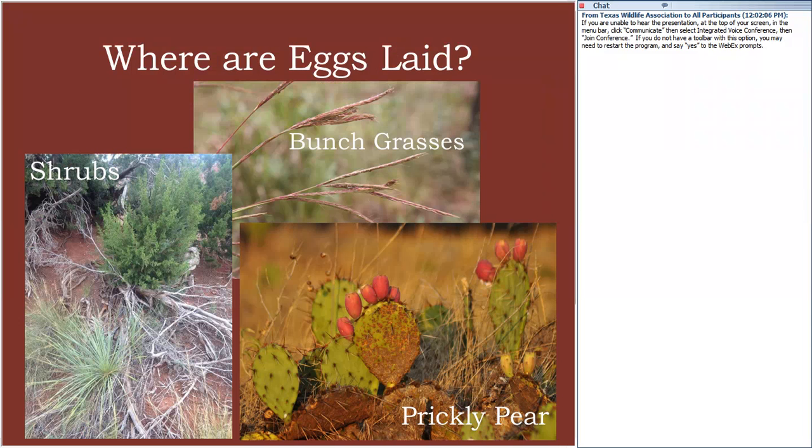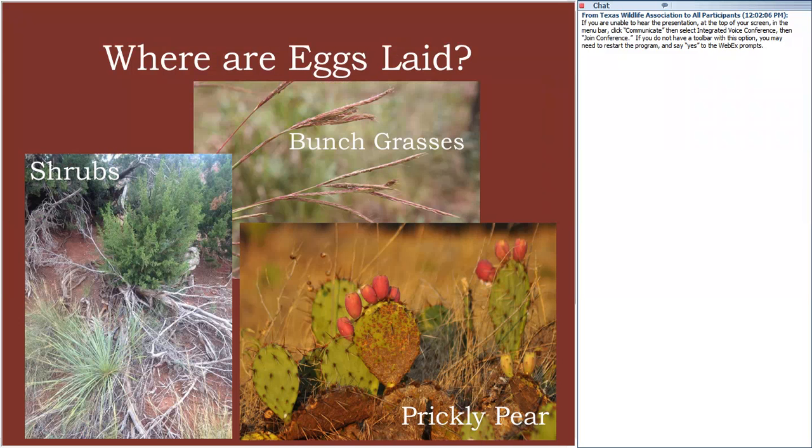We should also talk a little bit more about these nesting substrates that I've hinted at. Essentially, where are the eggs laid? There are several different types of vegetation that a quail can potentially use as a nesting substrate, which have their own advantages and disadvantages.